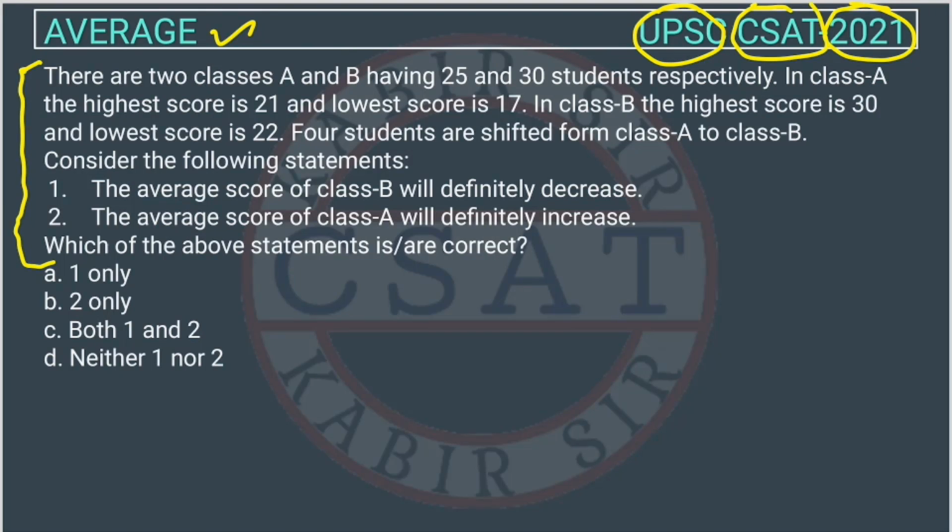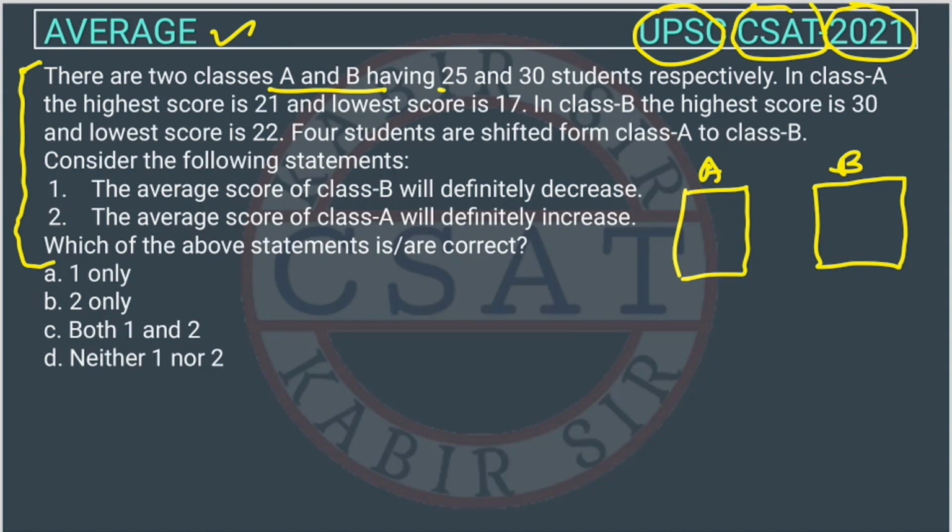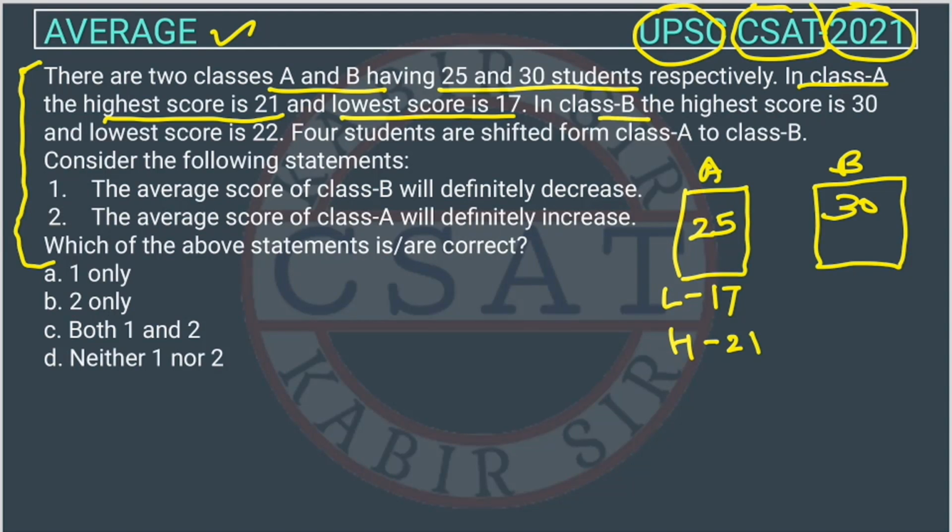There are two classes. This is class A and this is class B. What is given? Having 25 and 30 students. Here we have 25 students and here we have 30 students. In class A, the highest score is 21 and the lowest score is 17. In class B, the highest score is 30 and the lowest score is 22. So this information is given.